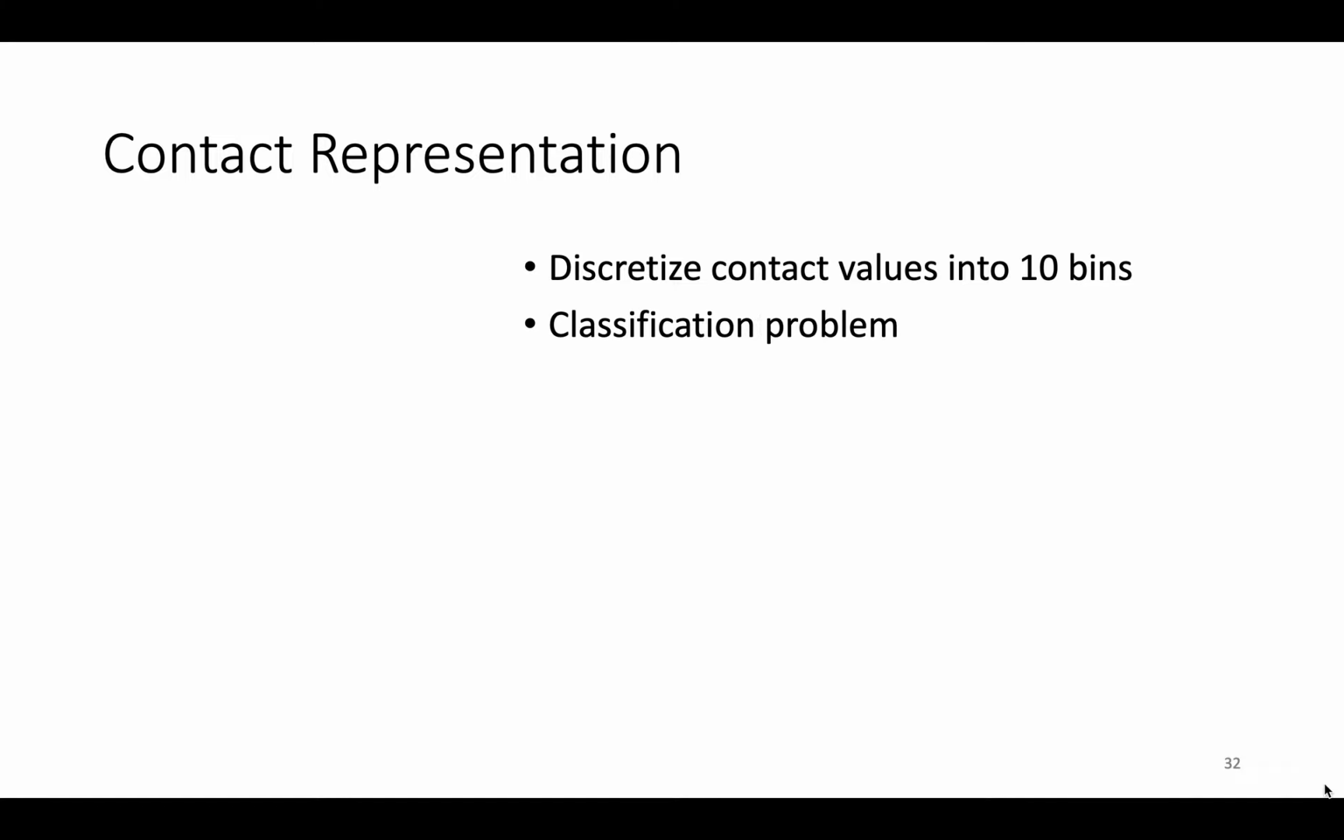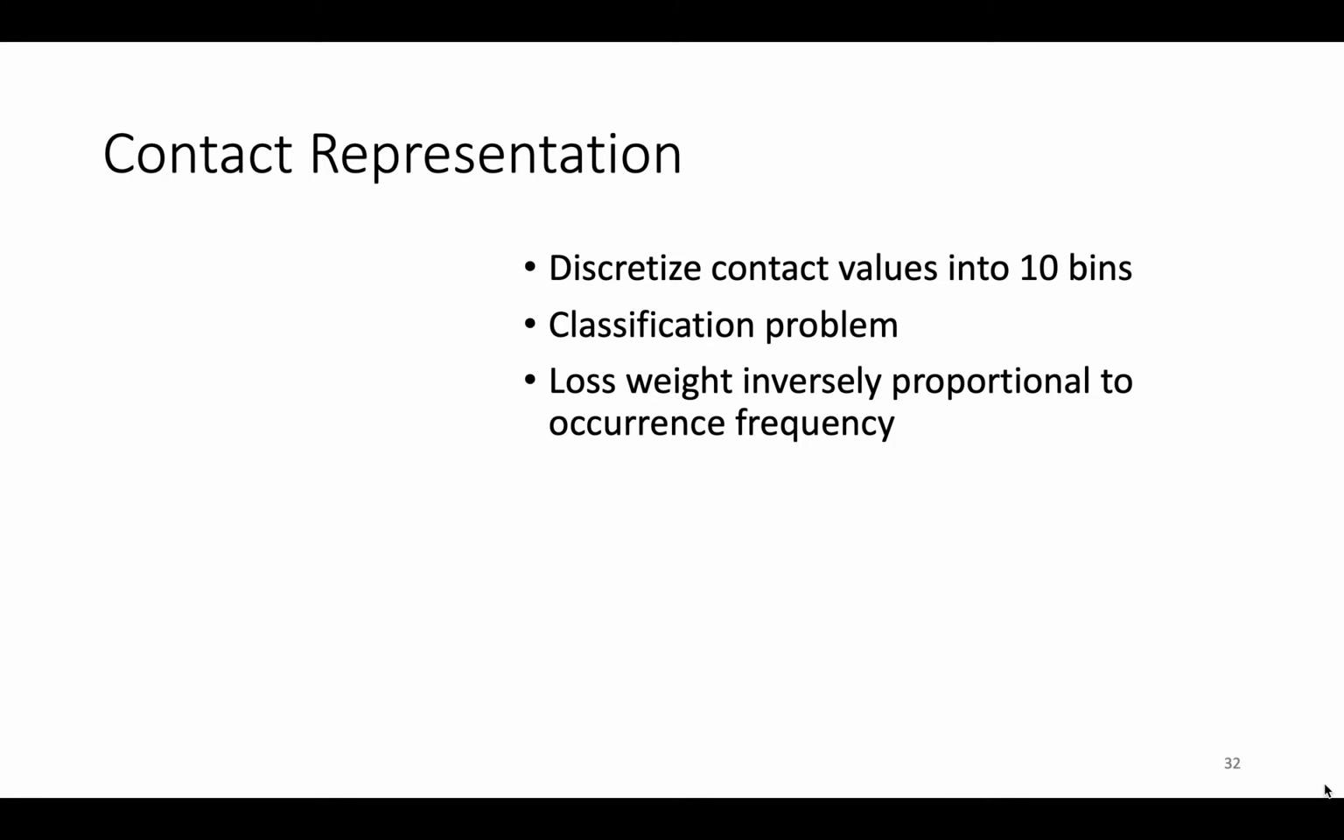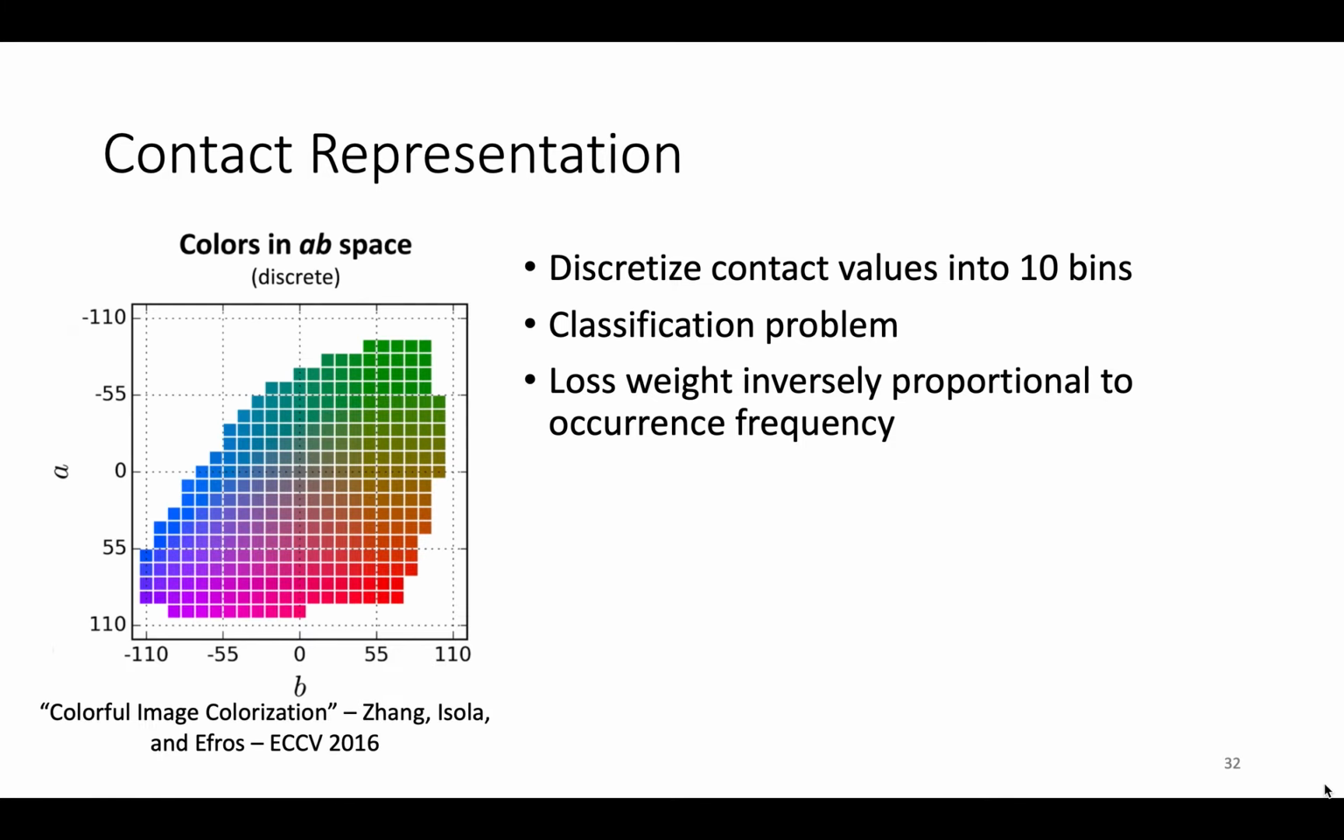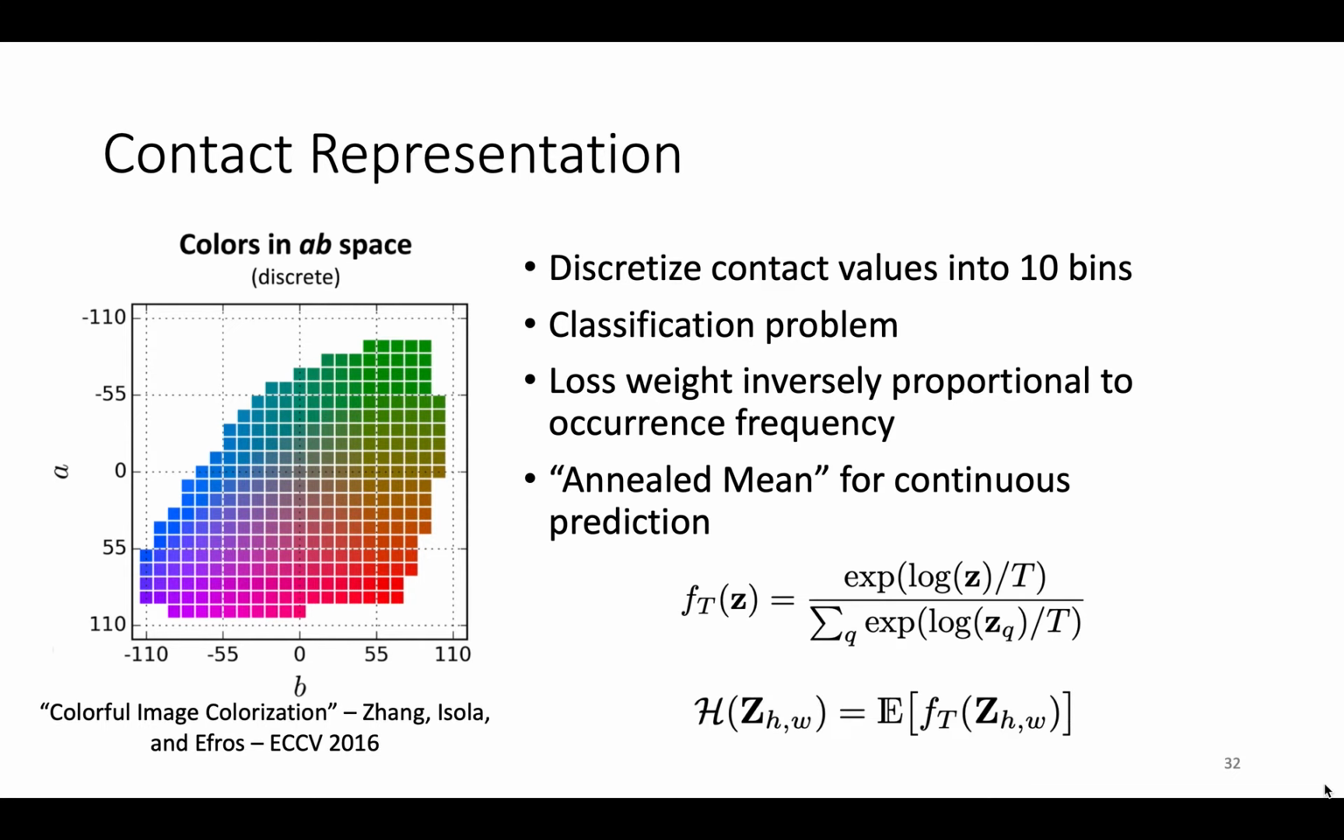It is desirable to represent contact as a continuous value to capture all the nuances present in the ground truth. But we found that simple regression is biased towards predicting no contact, because that is the most frequent label. We can get better results by discretizing the contact values, performing multi-class classification, and adjusting the loss by the occurrence frequency of the quantizations. This is inspired by image colorization work from Zhang et al. And at test time, we used the annealed mean as the continuous prediction.